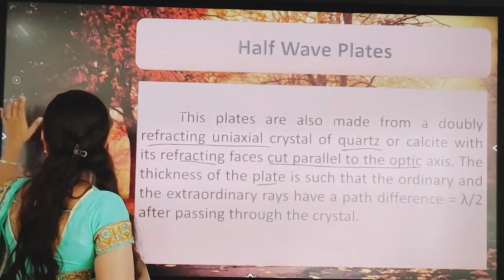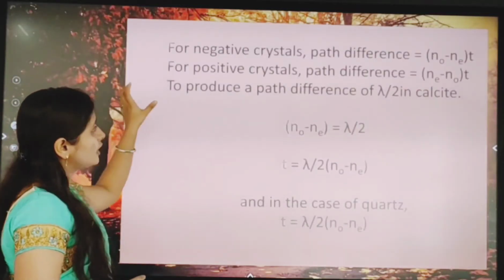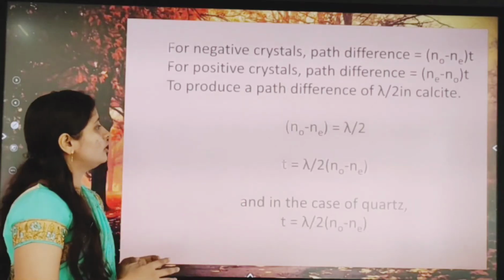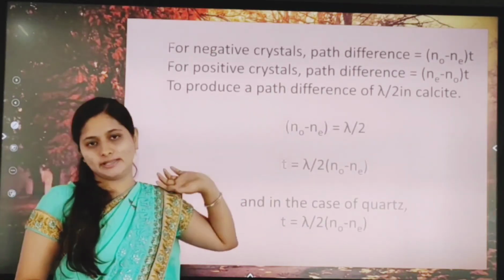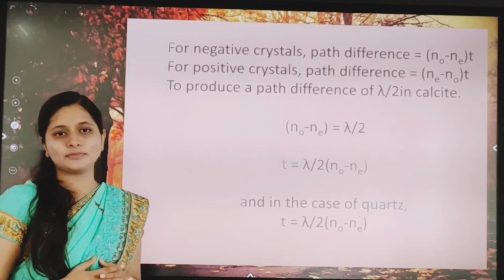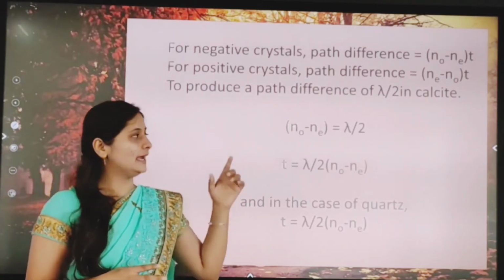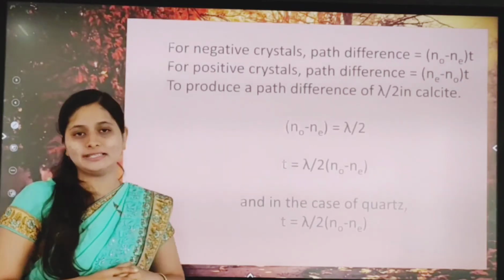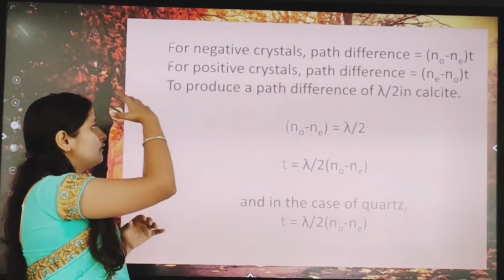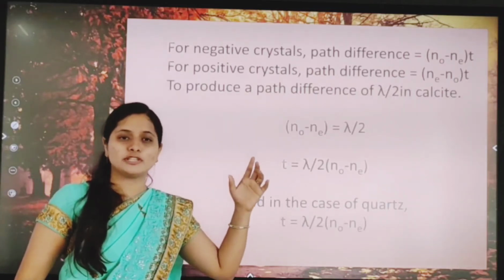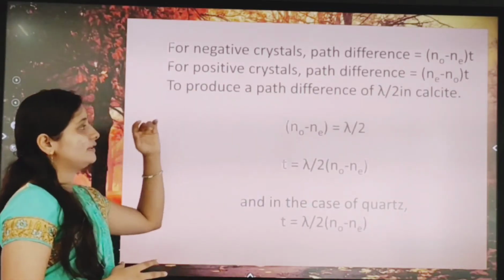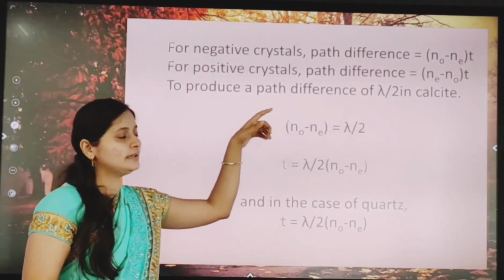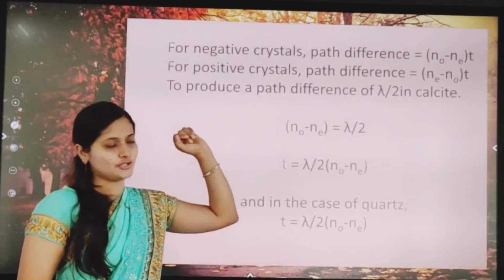So see the continuation of this. For a negative crystal, the path difference is equal to N0 minus Ne into T. N0 is the refractive index of the ordinary ray, Ne is the refractive index of the extraordinary ray, and T is the thickness. So again, the path differences are given for the negative crystal as well as the positive crystal: N0 minus Ne into T for a negative crystal, and Ne minus N0 into T for a positive crystal.